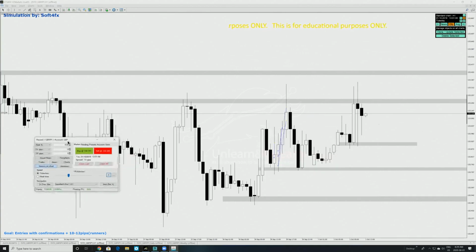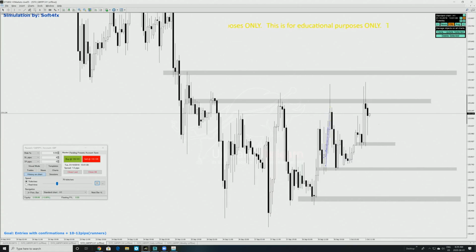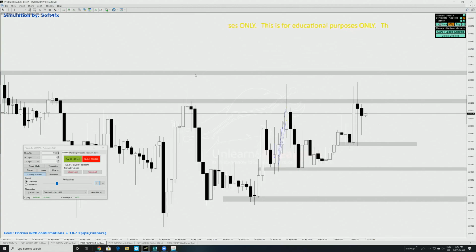Guys, listen to my words, right? This is the resistance formed, so we want this area to break. If this area breaks, then the next form of resistance is right over here. So we're expecting the volume in New York Open to push price up over here. That's the only thing I'm looking at, the only thing I'm worried about. So let's see what happens here.